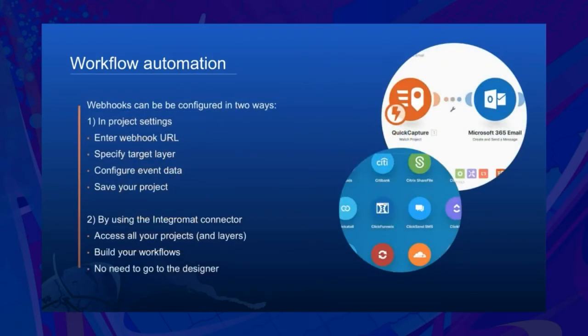You have two options for configuring webhooks. If you have already created a webhook and have a URL, then you can go into project settings in the designer and then enter it in, along with the target feature layer and the event data that you want to share. This event data includes information on the submitted record, project details, the server response, user information, and also information about the portal. Making this event data available means that it's accessible to your webhook scenarios. For example, the incident category and submission time could be included in any email that you send.